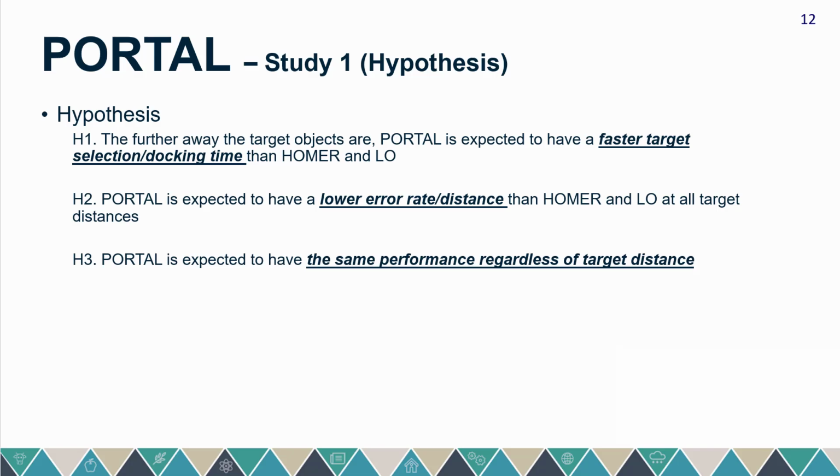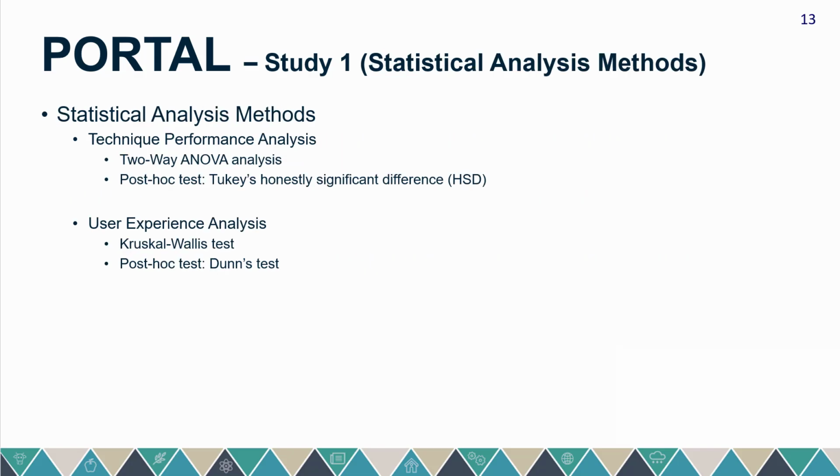We set 3 hypotheses. First, the further away the target objects are, Porter is expected to have a faster target selection or docking completion time than Homer and linear offset technique. Second, Porter is expected to have a lower error rate or distance than Homer and linear offset technique at all target distances. Third, Porter is expected to have the same performance regardless of target distance.